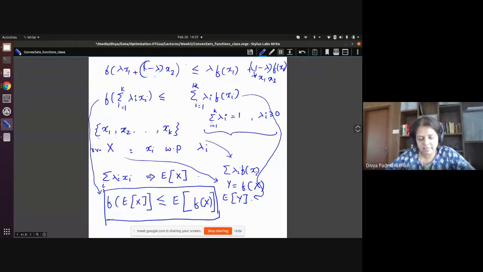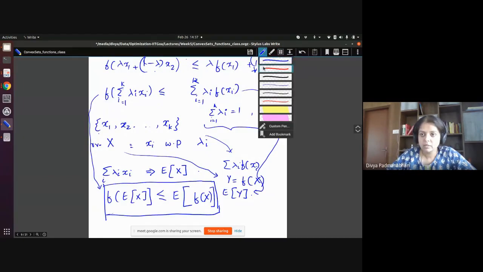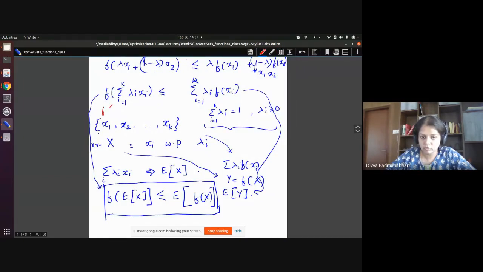So if you want to generalize this to continuous probability distributions, what you would do is, instead of the summation, you would have this integral, right? So something like this, f of integral lambda x times x dx. Okay, so this is an integral over x. Okay, so that should be clear.